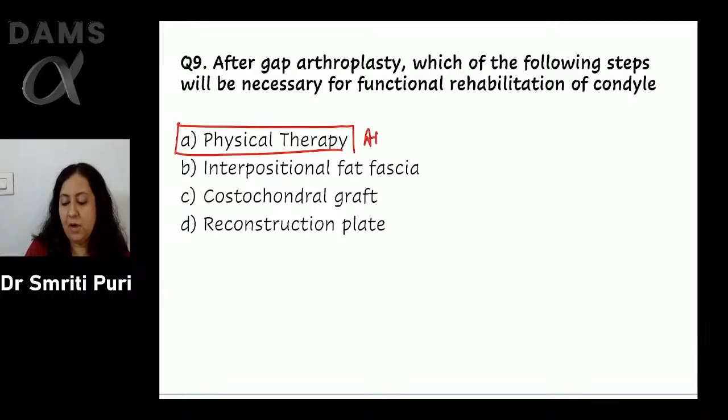Can anyone tell me why we do physical therapy? What is the idea behind physical therapy? Short answer. Why is physical therapy done? Anyone can tell me?